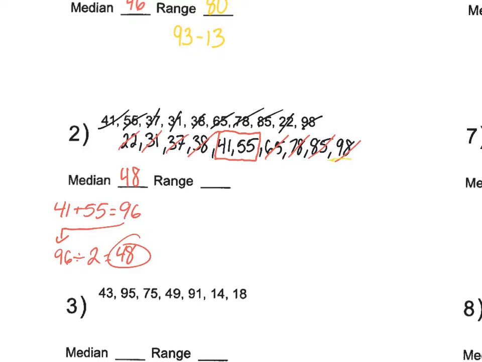To find the range, you do what we've been doing, biggest minus smallest, and you'll get a range of 76. Okay, do the rest of this paper, send me a picture of it, email me a picture of it, whatever you got to do.